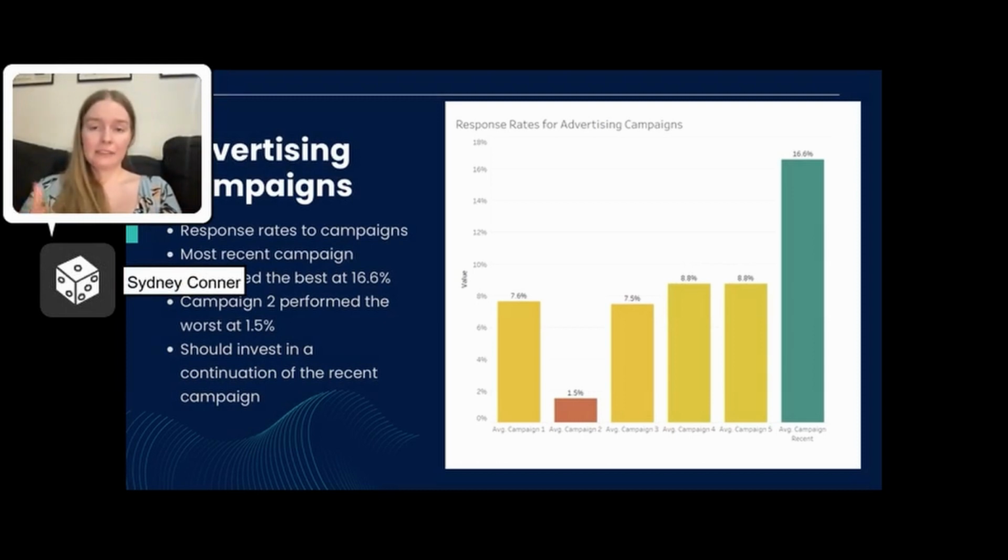Next, we look at advertising campaigns. Response rates to campaigns is what we are looking at here. The most recent campaign performed amazingly at 16.6%. Campaign 2 performed the worst at 1.5%. So we should invest in continuation of the most recent campaign and probably look at campaign 2 and see what went wrong.